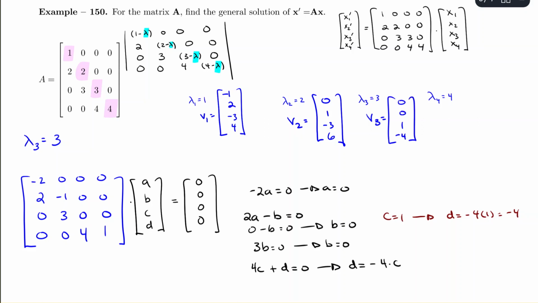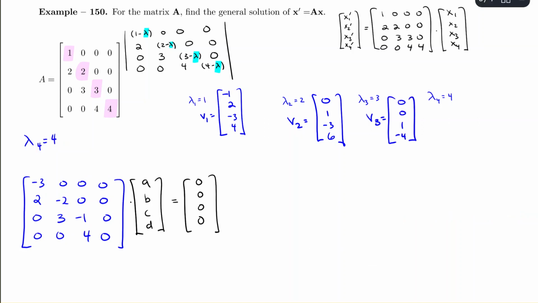So let's find our last one. First row getting multiplied by our a, b, c, d column, and we get 3a, negative 3a equals 0. A is then equal to 0. Next we get 2a minus 2b equals 0. Now we know a is 0 already, so this is really negative 2b equals 0. That tells us b also equals 0.